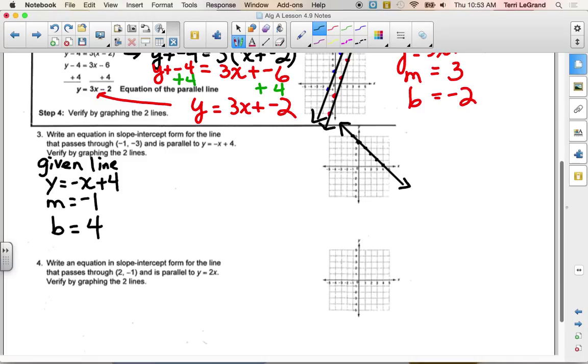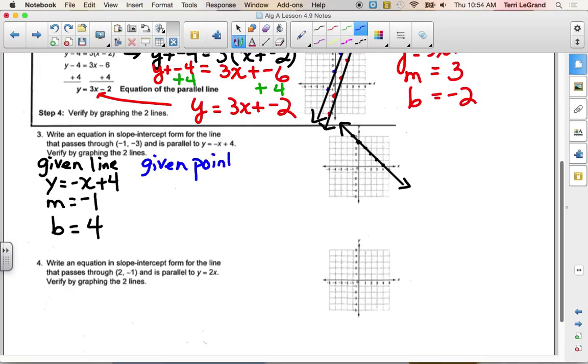Okay, now remember, that was the line that was given to us. They told us what the equation was, we graphed it. We're supposed to now come up with the equation of a line that's parallel to that. How many lines are parallel to that? An infinite number of them. But we only have to find one. And how do we know which one we're supposed to find? It's supposed to go through our given point. So our given point that it has to go through is what?